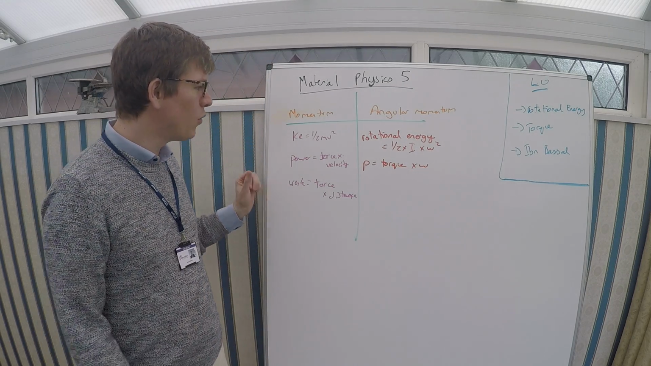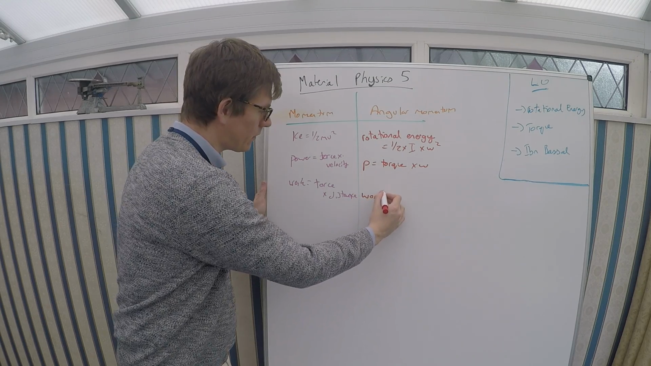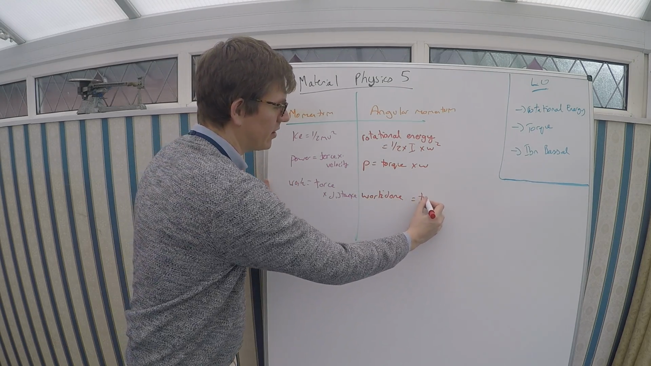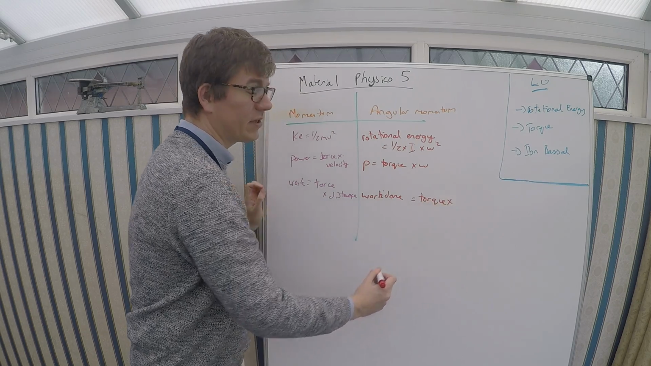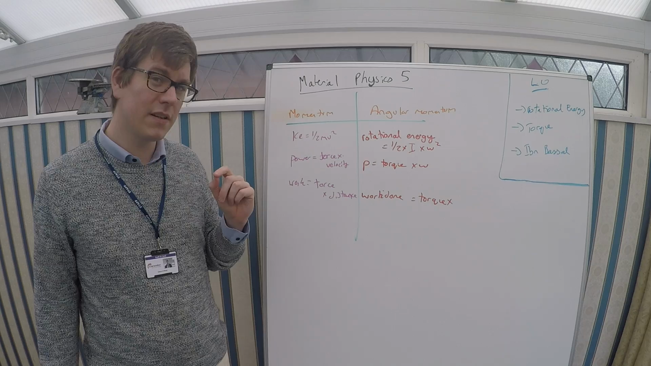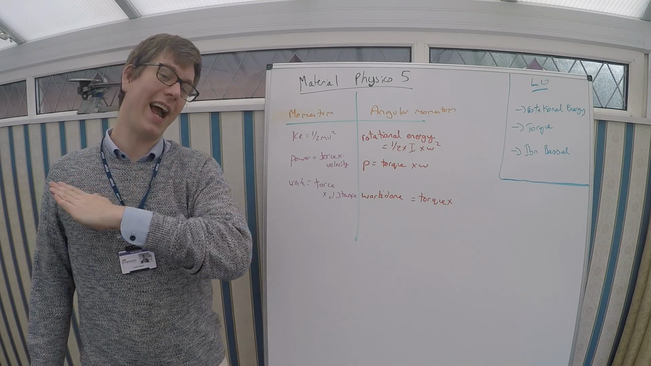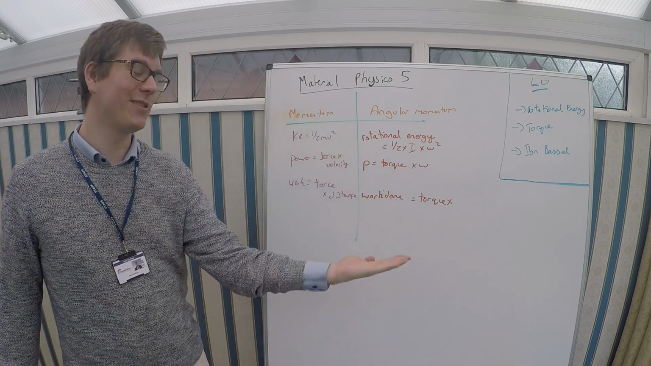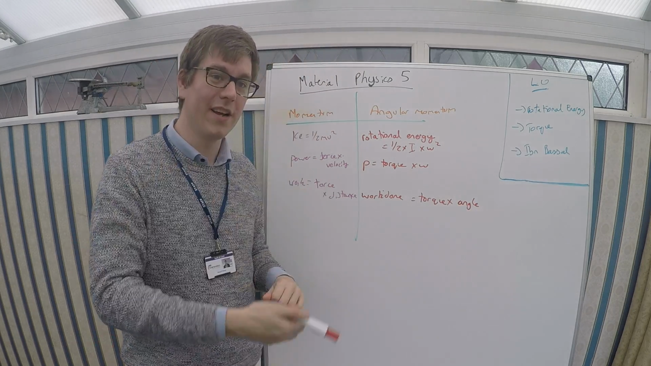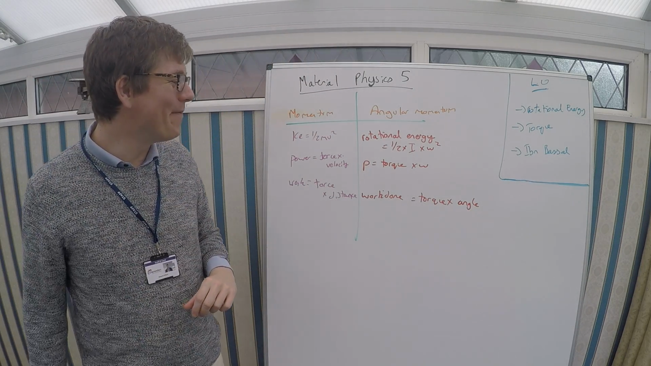So that's nice. Work done, instead of being force times distance, is going to equal torque times, can you guess what we're going to use instead of distance? Just think for a moment. It'll be the angle it moves through. So it's actually torque times angle swept out as opposed to distance, because instead of moving in a straight line, we're spinning round and round.